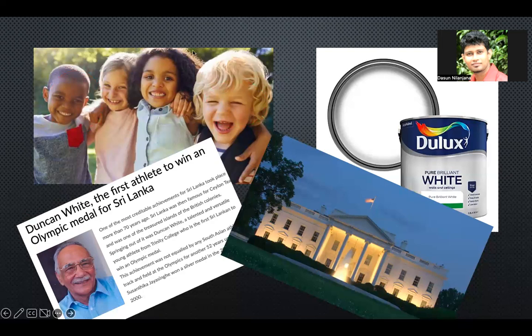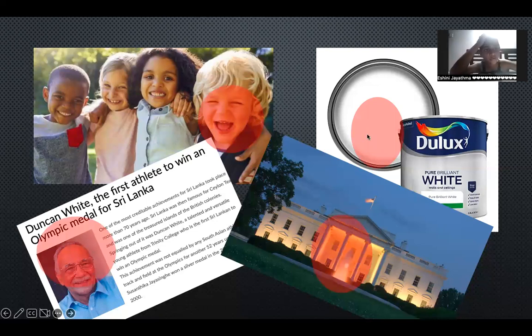Okay, in this example, I just need you to think about one thing, basically about this word white. Here you have white color paint, White House, Duncan White, white people. Are they the same or different? Yes, different. But all are having white, right? Is Duncan White the same white as this white color paint? No. White people, the same as the white color paint? No. Then the White House, is it the same as the white color paint? No.